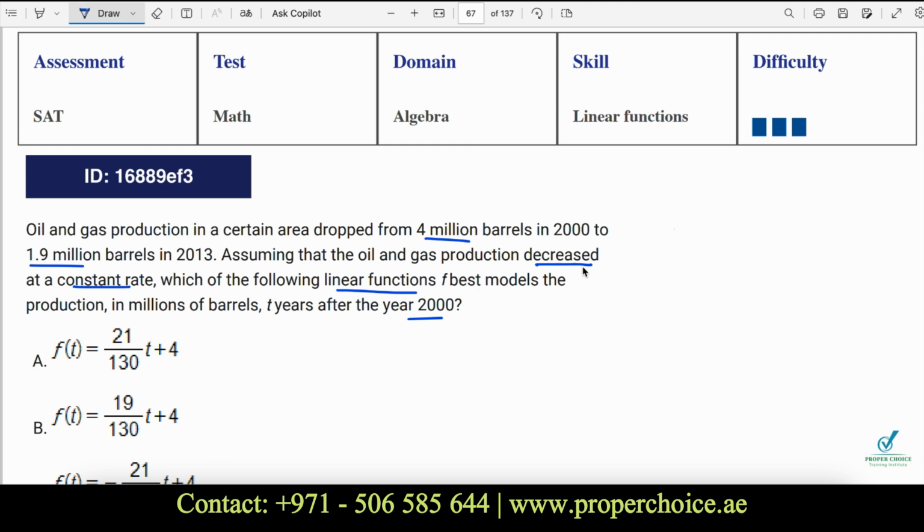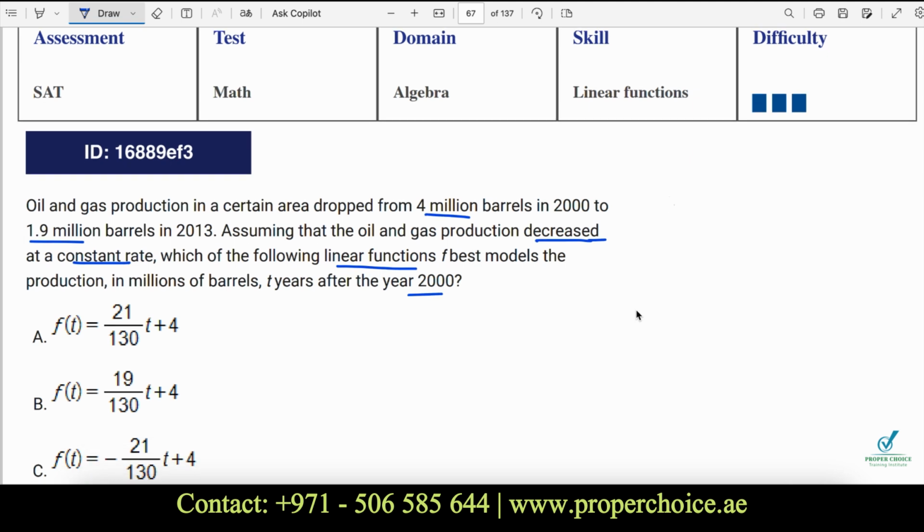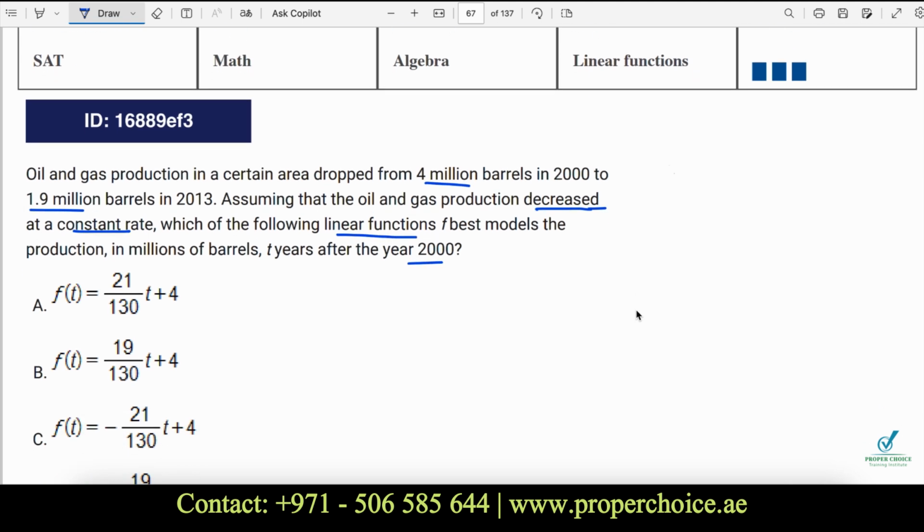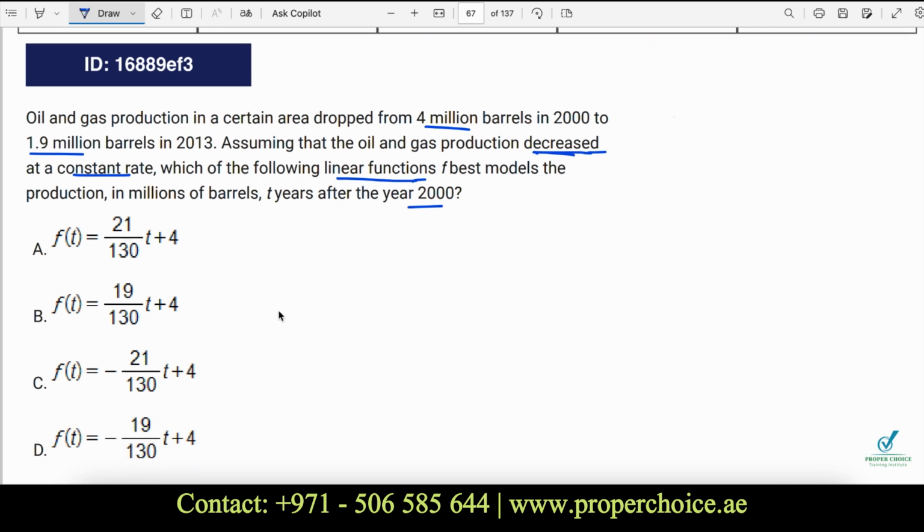As they are clearly giving us that the production is decreasing, the slope should be negative. As they clearly said, it is a linear function, and when the values are decreasing, the slope should be negative. With that in mind, we get rid of option A and option B because they represent a positive slope. Any number in front of the variable, we say it is a slope, which is positive, so ignore it. The answer may be either C or D.